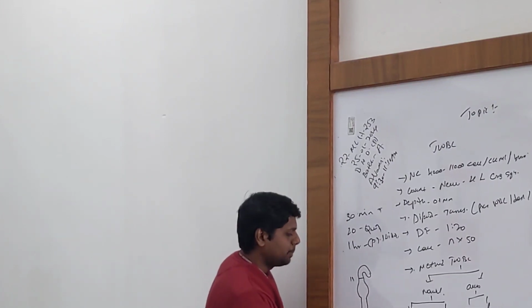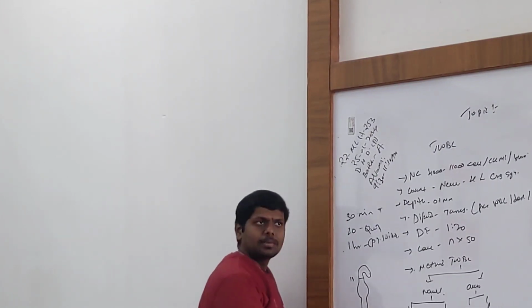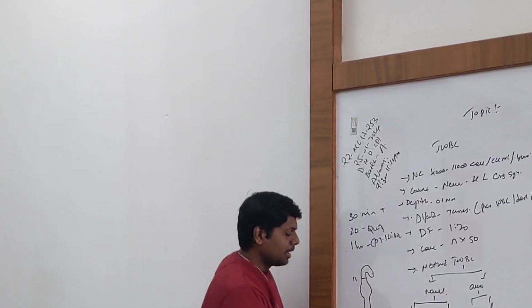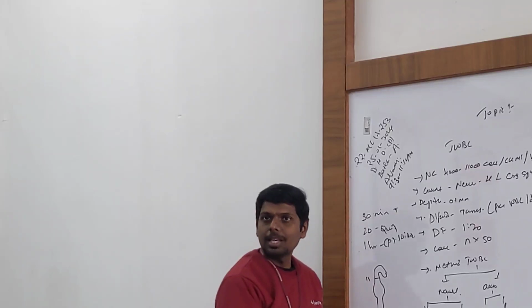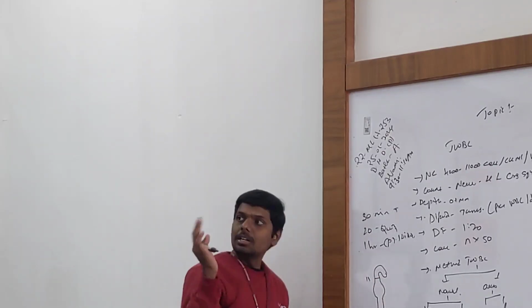First, we will draw blood up to 0.5. Then we will draw Turk's fluid until mark 11. Okay, until the 11th mark we will take it.